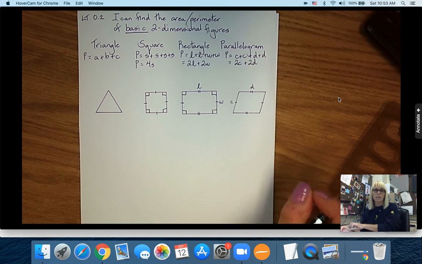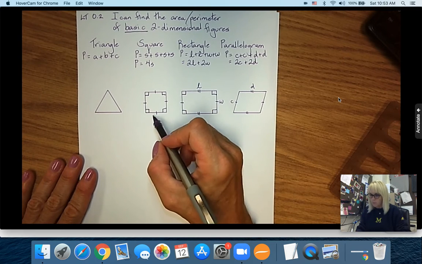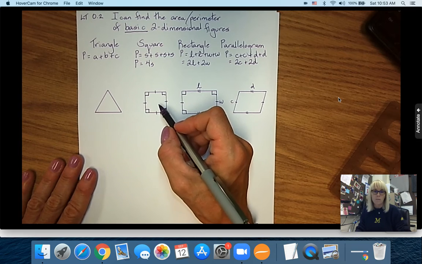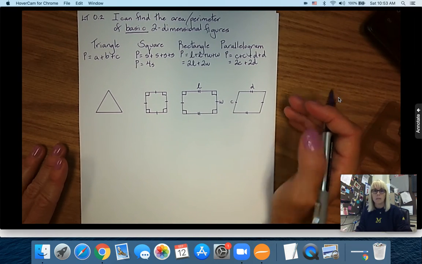I don't really care how you get there. If you want to, for squares, say 5 plus 5 plus 5 plus 5 is 20, and the person next to you wants to say 5 times 4 is 20, you're both getting to 20, I'm good with that.